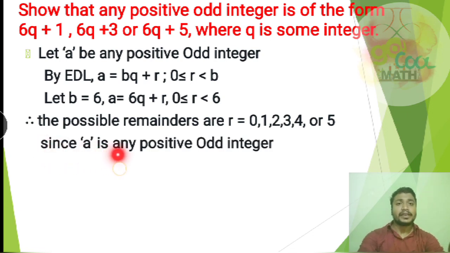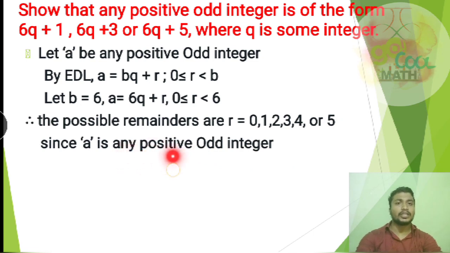Since a is any positive odd integer, for example consider the odd integer 7. If you divide 7 by 6, you get remainder 1. Instead of 7, if you consider 9 as an odd integer and divide by 6, you will get the remainder 3. Similarly, consider 11 as an odd number, and it is divided by 6, you will get the remainder 5.